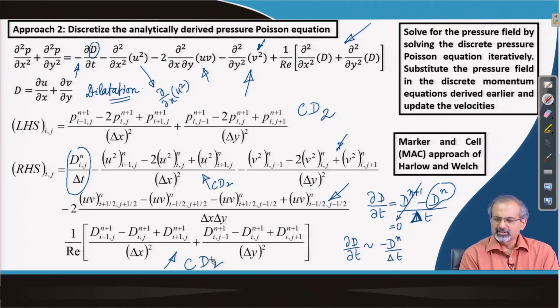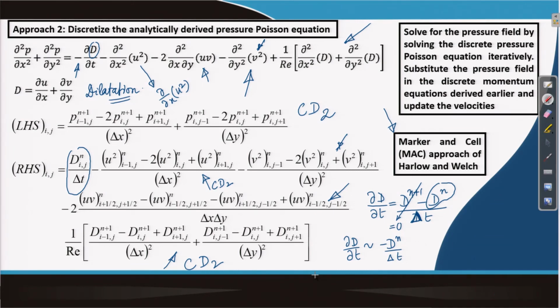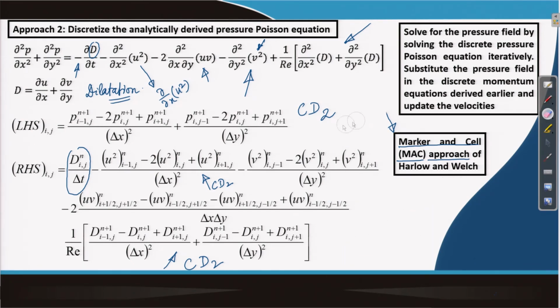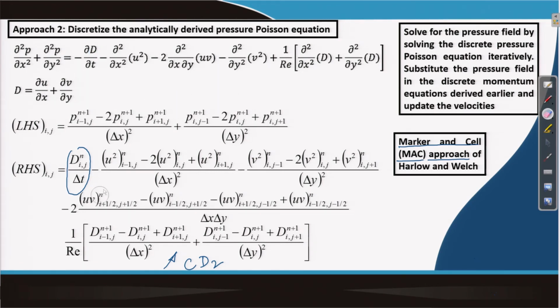So, the approaches that we discussed in the last few slides essentially form the crux of an approach which was first proposed by Harlow and Welch a couple of decades back, which became very famous. It is known as the marker and cell approach. We are not getting into the details of the approach, but we have learned the ingredients of the approach by and large in the last few slides. And this is one of the most popular approaches in solving incompressible Navier Stokes equations.